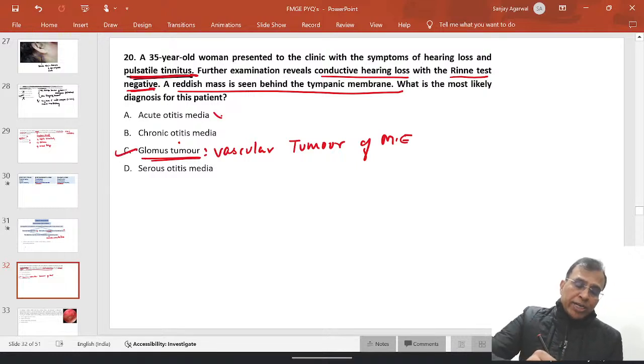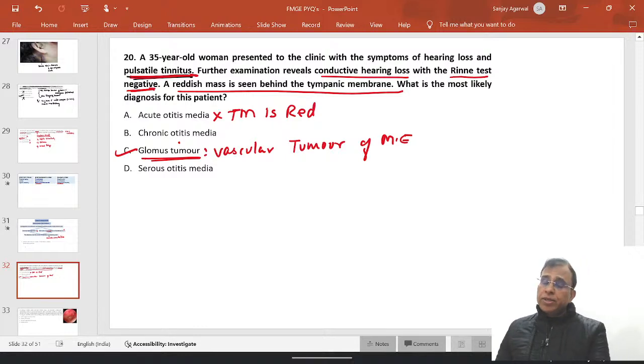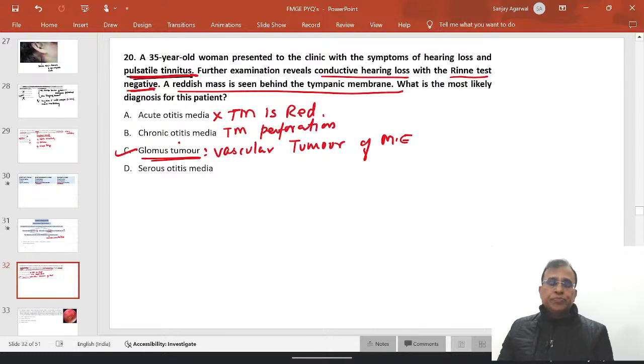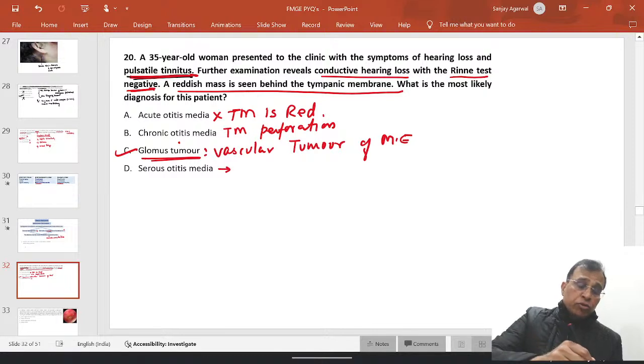In acute otitis media, there's pain, there's fever, there's hearing loss, negative Rinne, all that is true, but there is no pulsatile tinnitus and there is no red mass. The tympanic membrane becomes red, but there is no red mass in the middle ear. Chronic otitis media will have tympanic membrane perforation, always. You cannot make a diagnosis of chronic otitis media without a perforation, usually. Not 100%, but usually. So there is no mention of perforation and there is no pulsatile tinnitus in any of them. And serous otitis media, I told you about this before also in one of the questions.